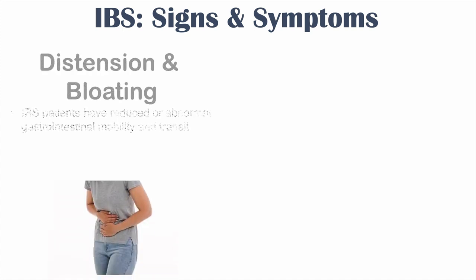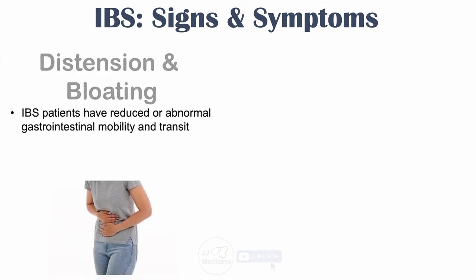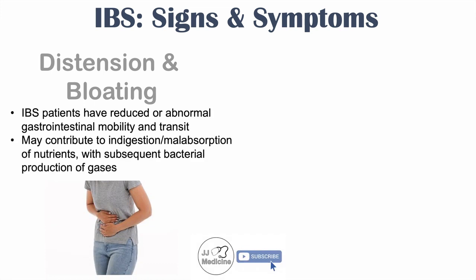Some other relatively common signs and symptoms of IBS include distension and bloating. So it's been found that IBS patients have reduced or abnormal gastrointestinal motility and transit. This may contribute or may cause indigestion or malabsorption of certain nutrients, which will be eventually digested and metabolized by bacteria, which then produce gases. So this may be a cause of this increased sensation of distension and bloating, although some patients don't seem to have more gases than other patients in their gastrointestinal tract. They just feel more sensation of gas, or they are not as tolerant to having gas within their gastrointestinal system.